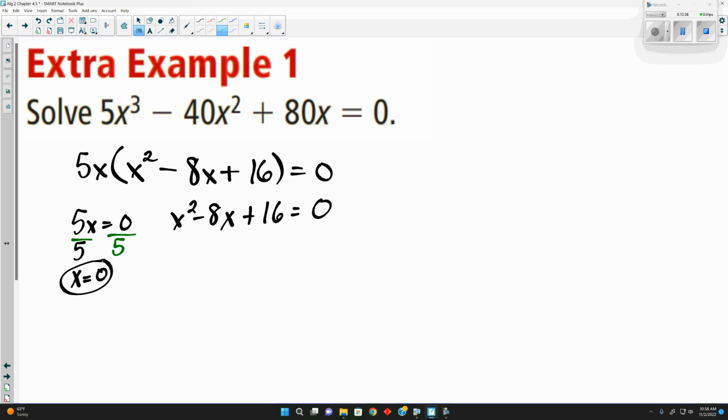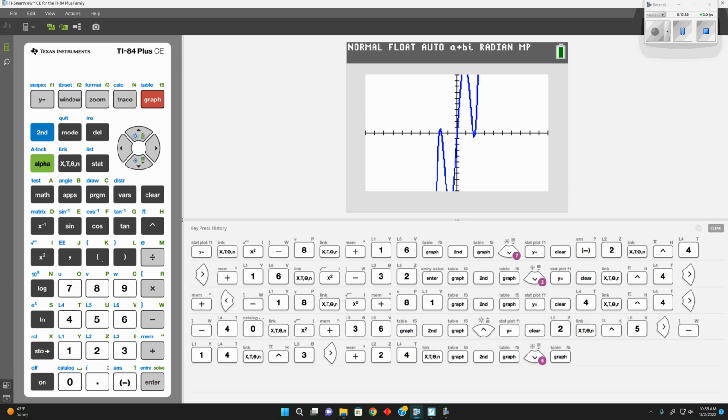Now again, for the other one here, x squared minus 8x plus 16 equals 0, we can solve it by factoring, graphing, completing the square, or the quadratic formula. Any of these will work. So if we wanted to, we could graph this.